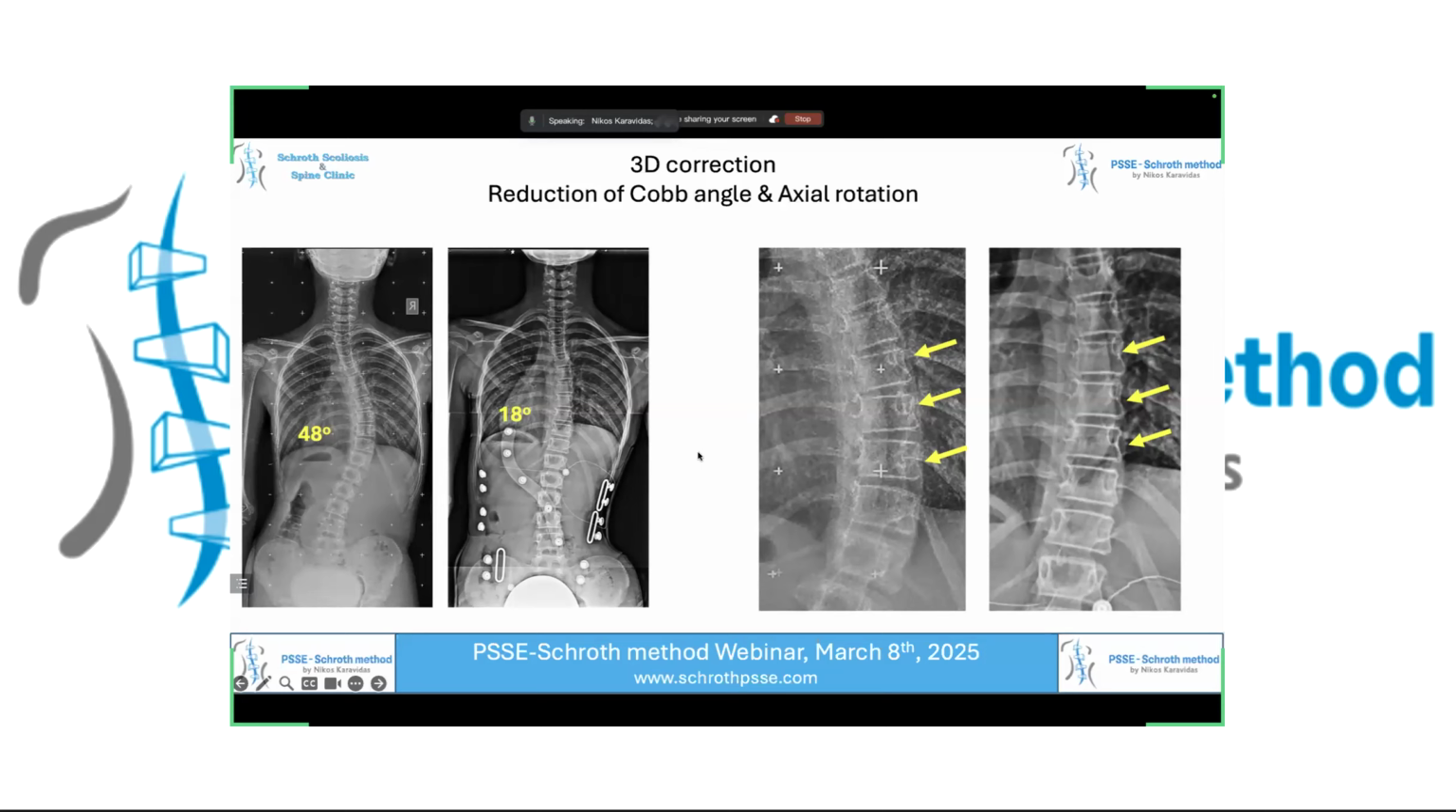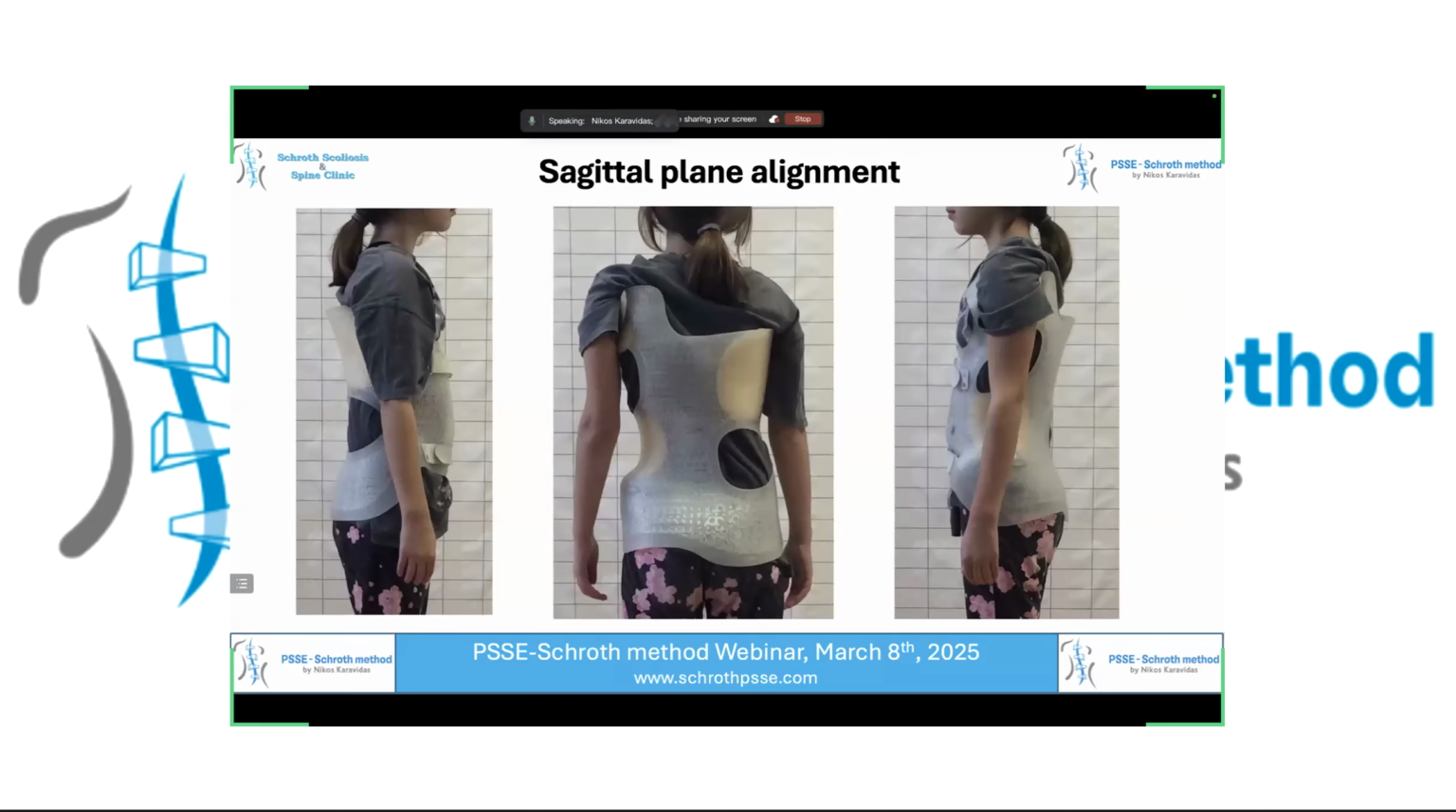So a good brace should take care of the frontal plane, transversal plane, but also sagittal plane. And sagittal plane is extremely important to be normalized. And as you see here, we have a normal lordosis, normal kyphosis in a well-fitted brace on this patient.